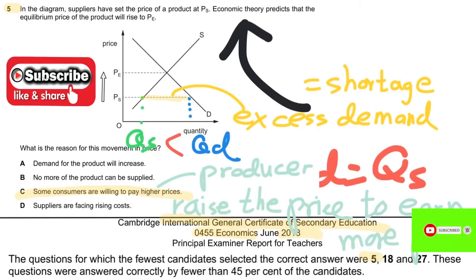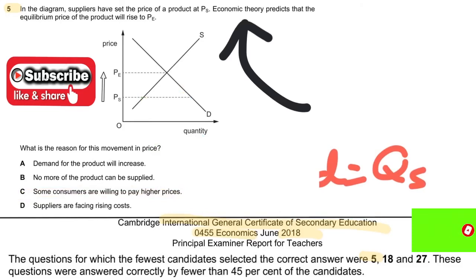Now I would like to take a look at why some answers are wrong. Option A, the demand for the product would increase. A lot of students might pick this one, but as you can see, there is no information talking about this. So let's put that down: no information.